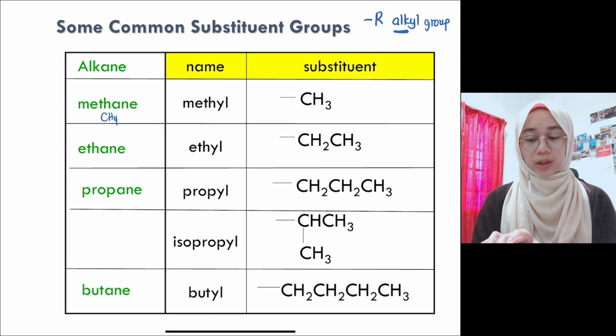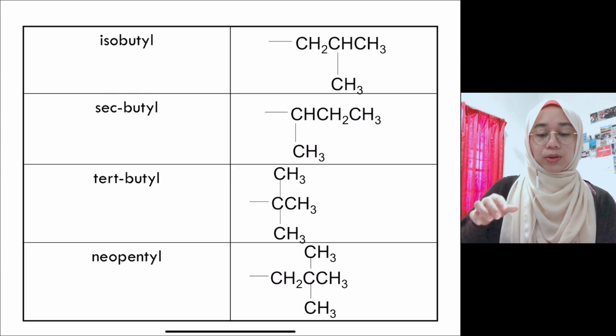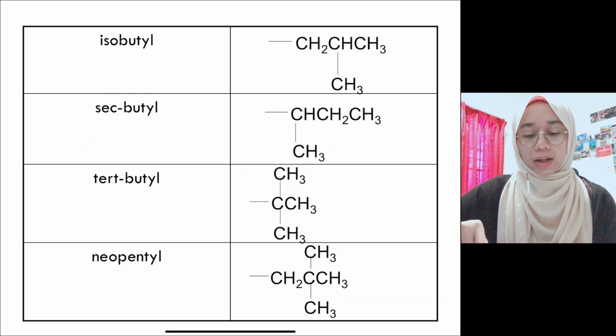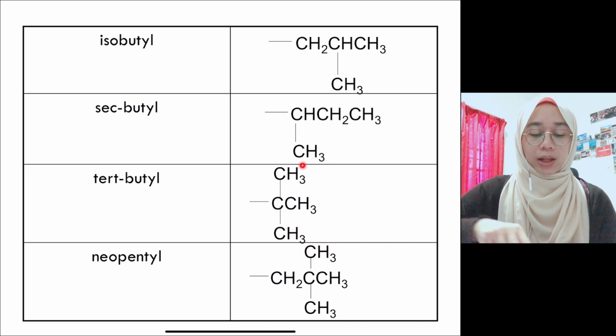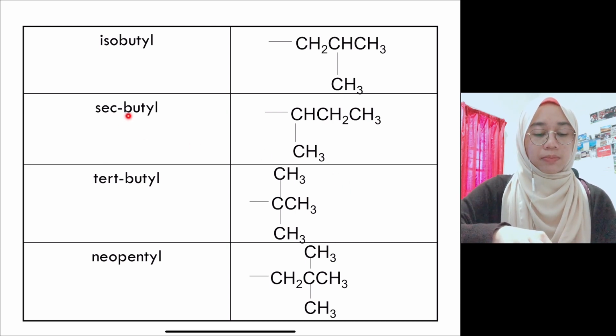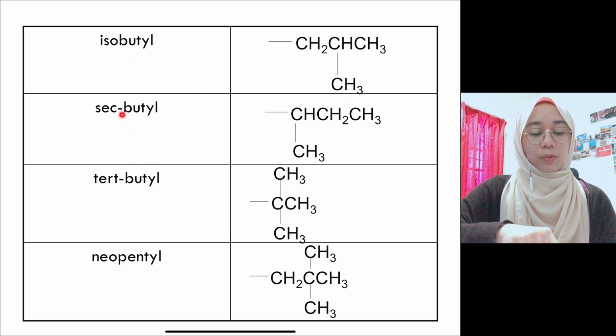So kalau butyl pula, let's have a look at it. Butyl kita ada lagi 3 option. You might have isobutyl, you might also have sec-butyl, you might also have tert-butyl. So sec-butyl, be careful lah. Isobutyl dia tak ada dash in between, tapi sec-butyl ada dash, tert-butyl ada dash.